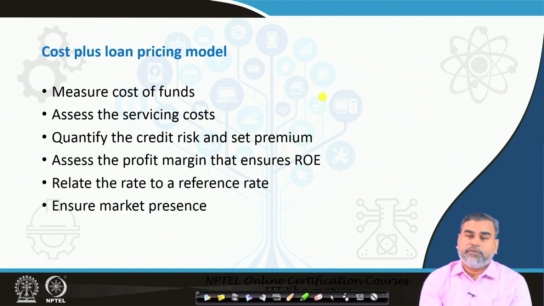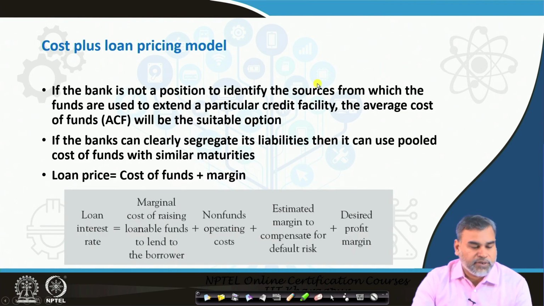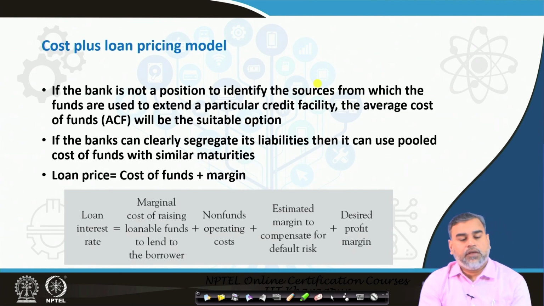Then ensure market presence. So, these are the different steps we have to follow when we go for the cost plus loan pricing model. Let us see how this model basically works. Here we have two options: we can use the average cost of the fund, or we can go for a pooled cost of the funds. Depending upon the situation we can use either of these two.